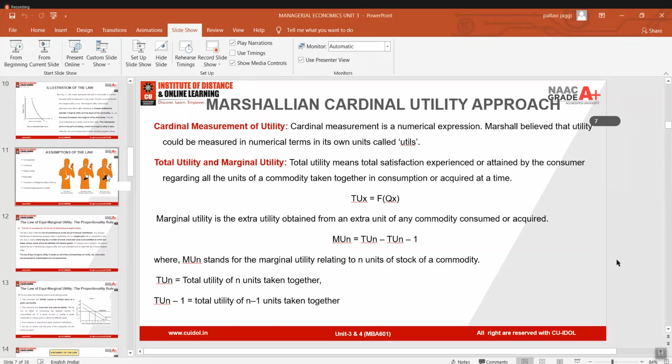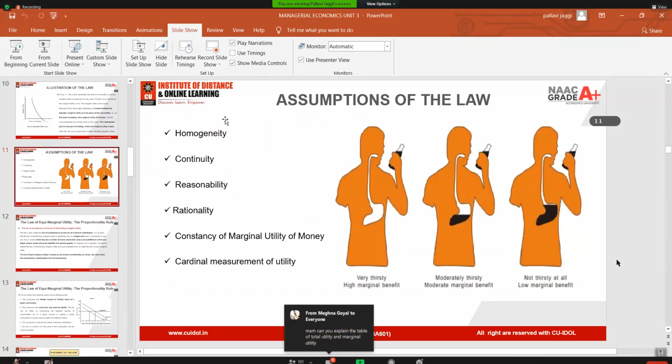So these all were the assumptions I was talking about: homogeneity, continuity, reasonability, rationality, cardinal measurement of utility, and constancy of marginal utility of money. Okay. So is this clear?